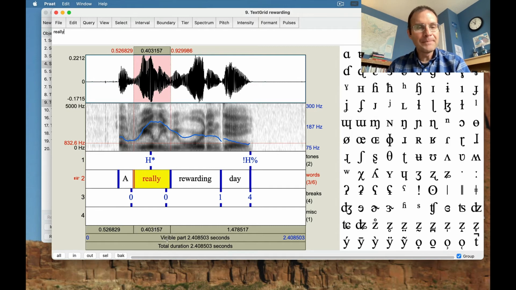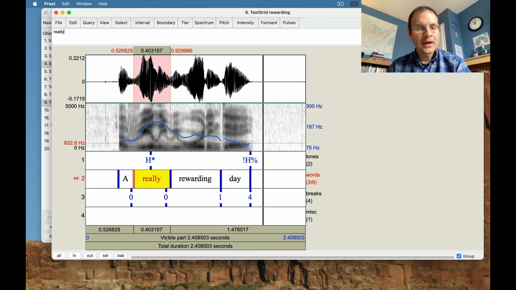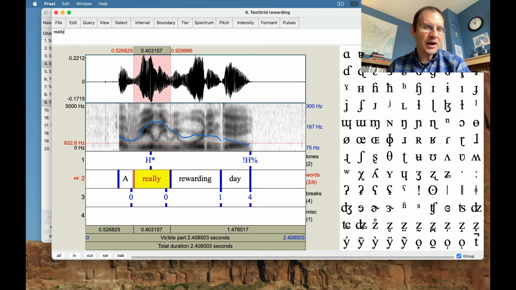Really. A really rewarding day. And part of what this second exercise was about was the fact that you can have more than one pitch accent within an intonational phrase. And when you do, what often happens is that after the first high star, you get downstepping on succeeding high stars.